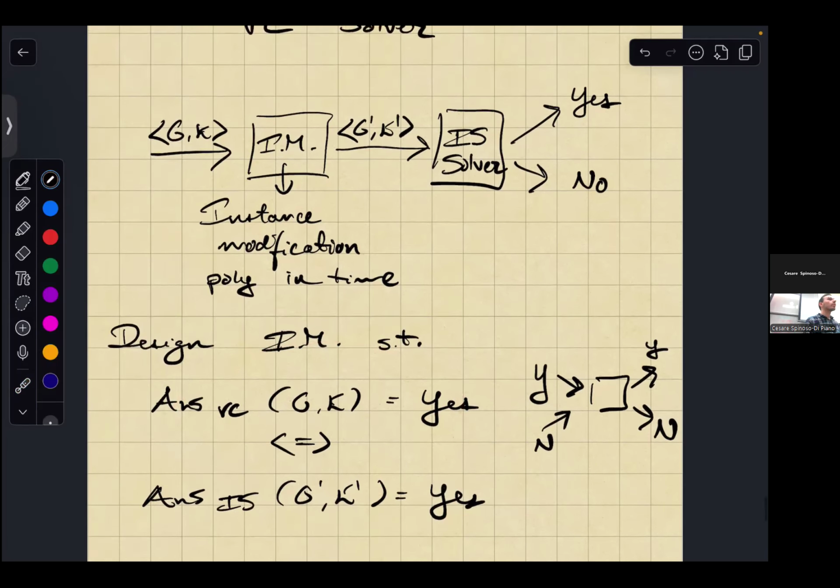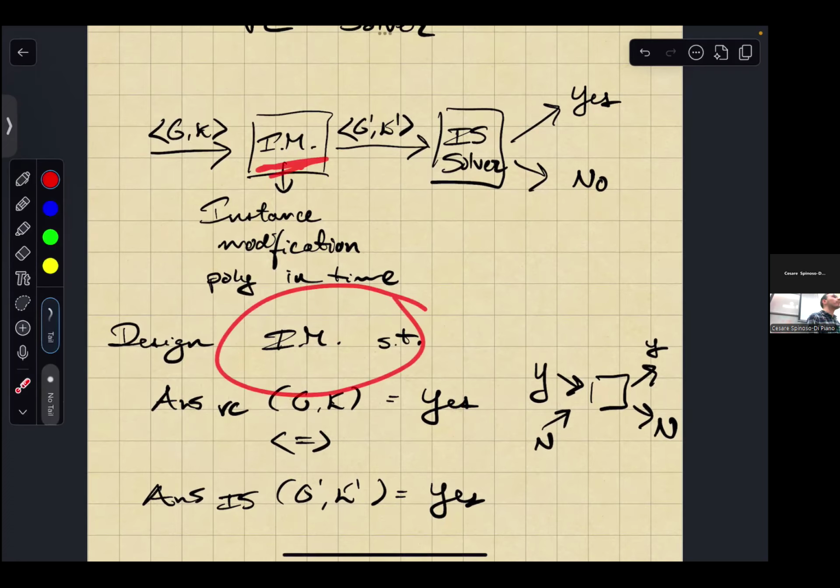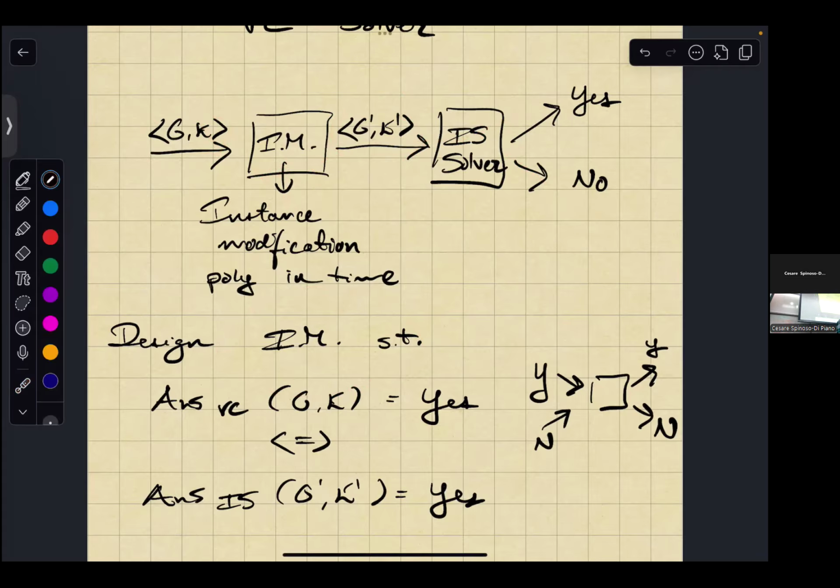So hopefully the objective at this point is clear, right? What I want to do is design the instance modifier such that it takes G and K, it does something in polynomial time, so square, cubic, whatever, as long as it's polynomial, such that you get G prime and K prime, where when you give G prime and K prime to the solver here, it'll say yes if and only if the actual answer here was yes. If it was no, then it should say no, right? So then you actually have a correct VC solver, okay? So that's what I want to do.